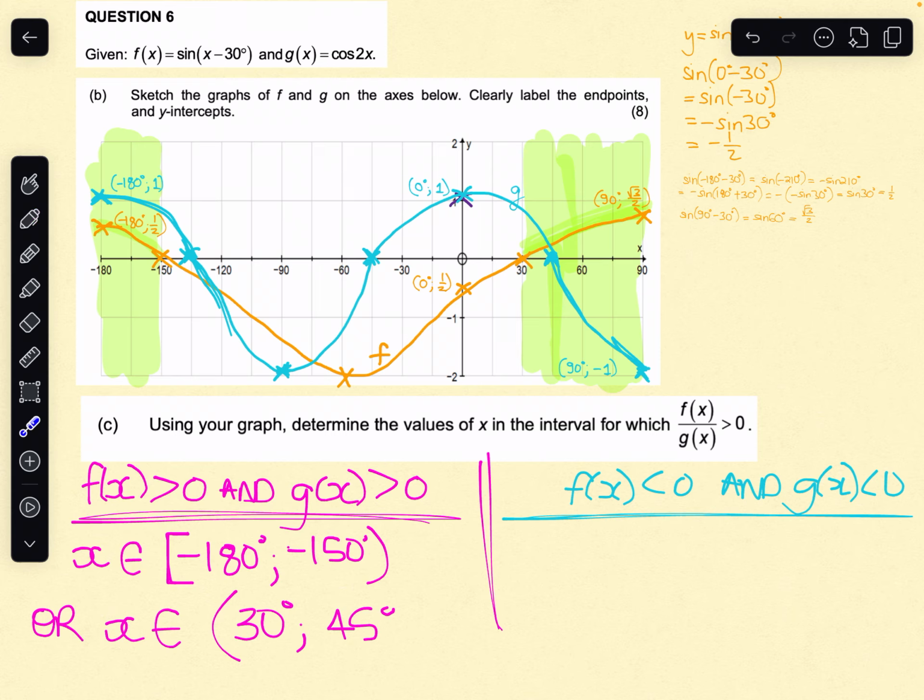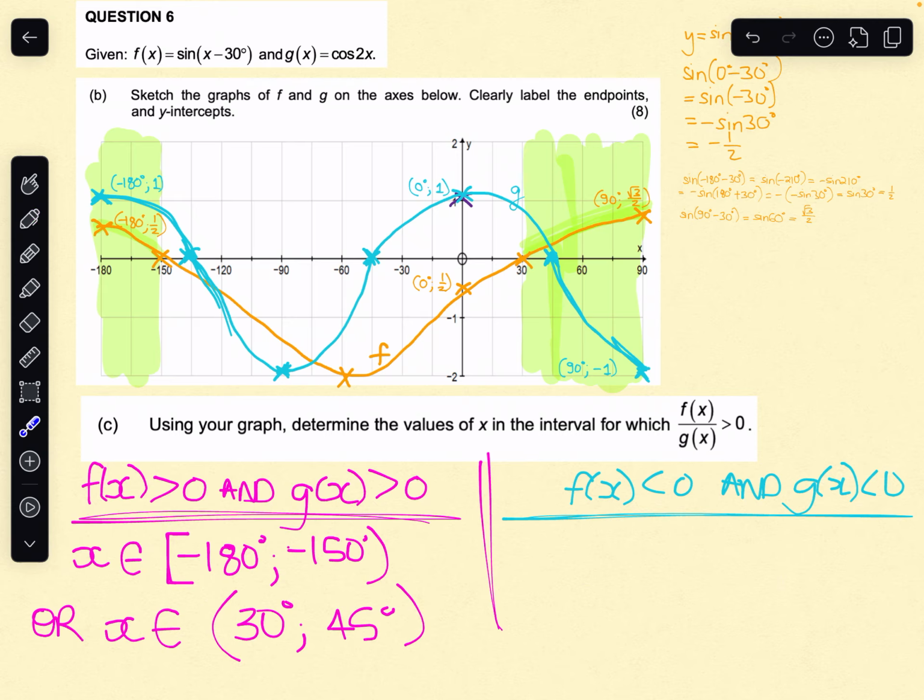Then 45, okay, here we have f being something positive, right? The value of the function when x is 45 is somewhere here, whereas the value of g is 0. So then we would have some positive number divided by 0. Division by 0 is undefined. So then that does not qualify. So 45 does not make the cut.